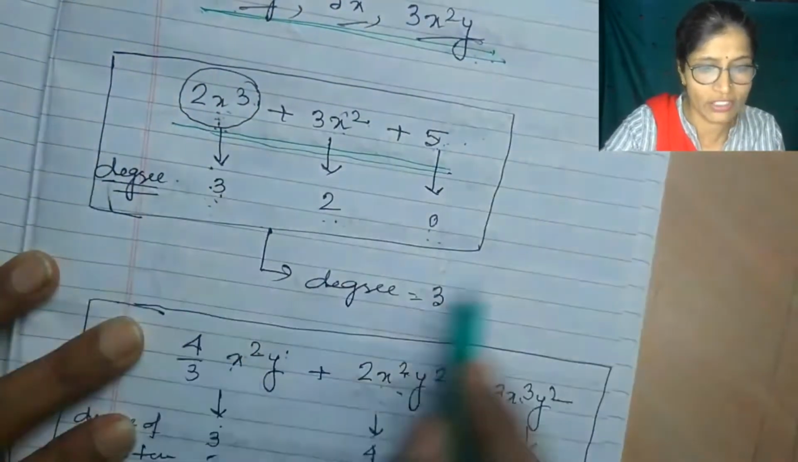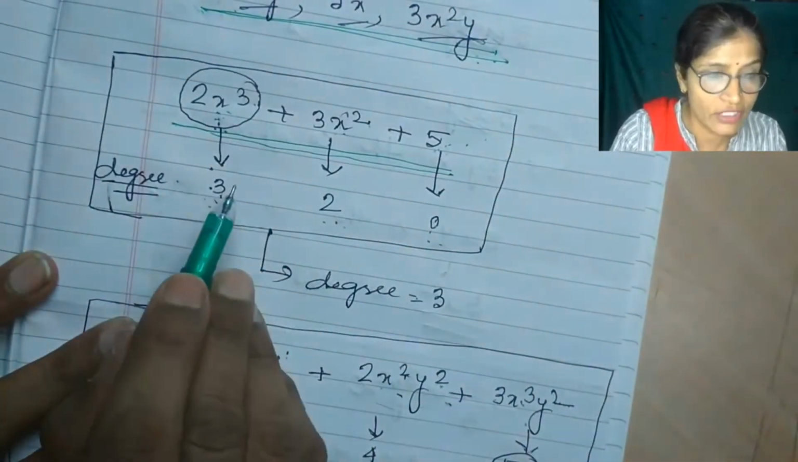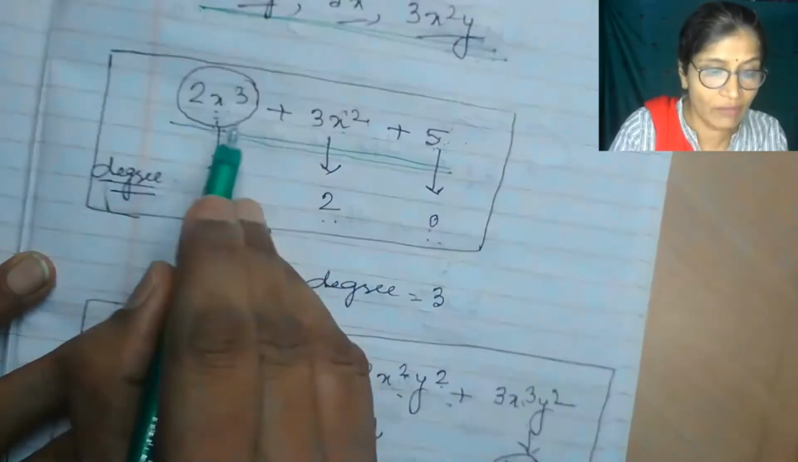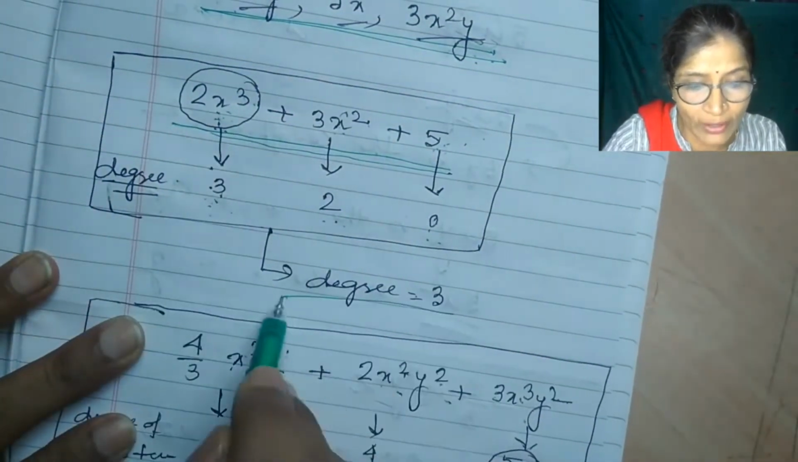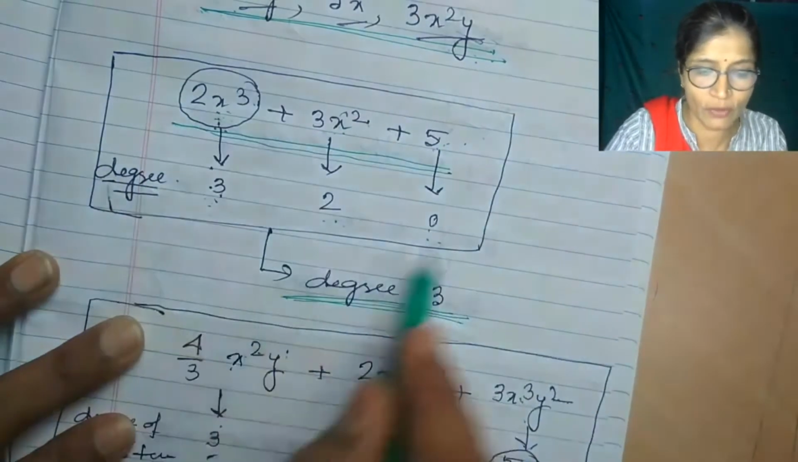So the degree of this polynomial is what? The degree of this polynomial is 3. The term which has the maximum power or maximum degree will be the degree of the full expression. So the degree of this polynomial is 3.